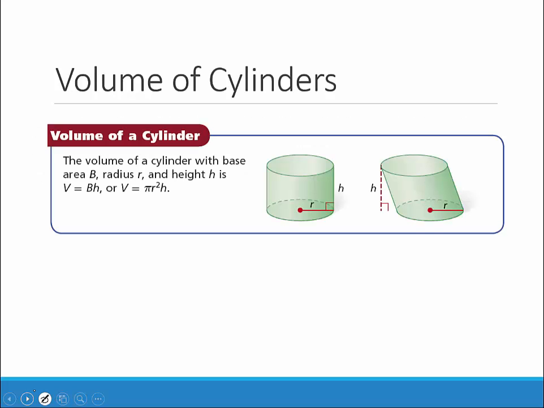So let's talk about cylinders. The volume of a cylinder is exactly the same thing. It's base times height, except cylinders are special because the base is a circle. So you could write it as pi r squared h, or you can just remember base times height for all of these.